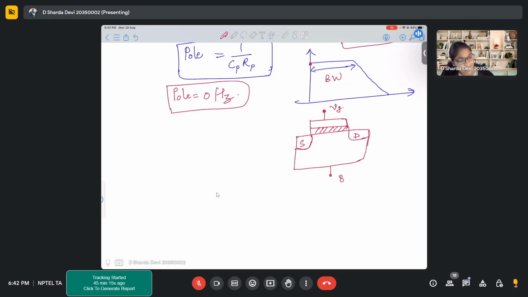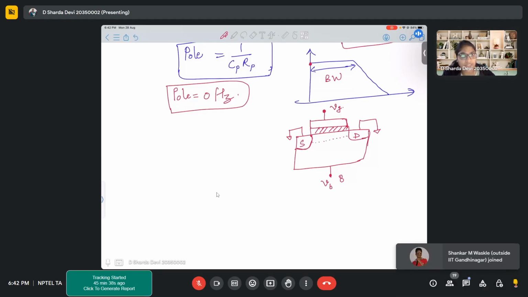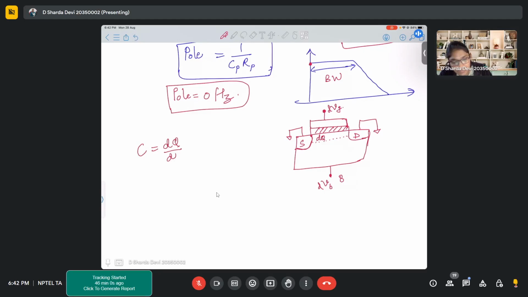Let's say these two are both grounded. The voltage that you apply at gate is VG. The voltage that you apply at body is VB. Now, we all know that the moment you apply a gate voltage, you'll observe some charge accumulation or depletion over here, right? So basically, a change in charge will happen with the change in voltages, right? And what is the capacitance? It is dq by dv. So when there is change in charge with change in voltage, definitely there is a capacitor coming into the picture.